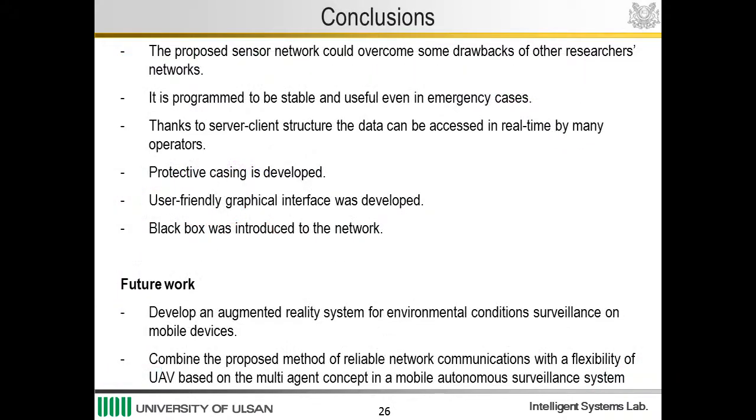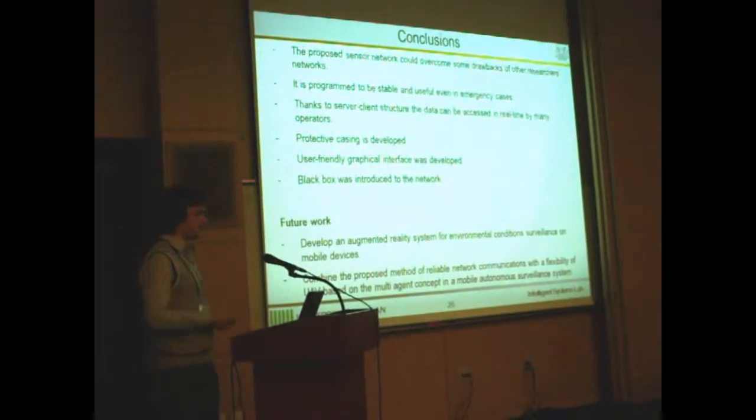Conclusions. The proposed sensor network could overcome some drawbacks of other researchers' networks. It's programmed to be stable and useful even in emergency cases. Thanks to the server-client structure, the data can be accessed in real time by many operators, and a protected casing was developed. A user-friendly graphical interface was developed, and a black box was introduced to the network. In previous networks, they didn't try to use any kind of black box, any kind of logging.